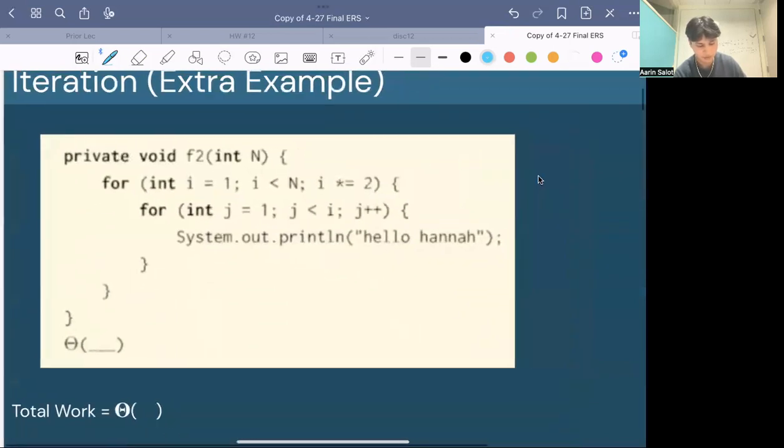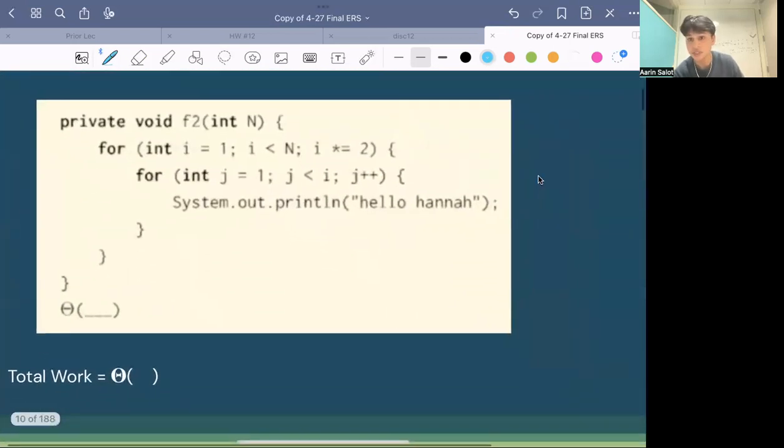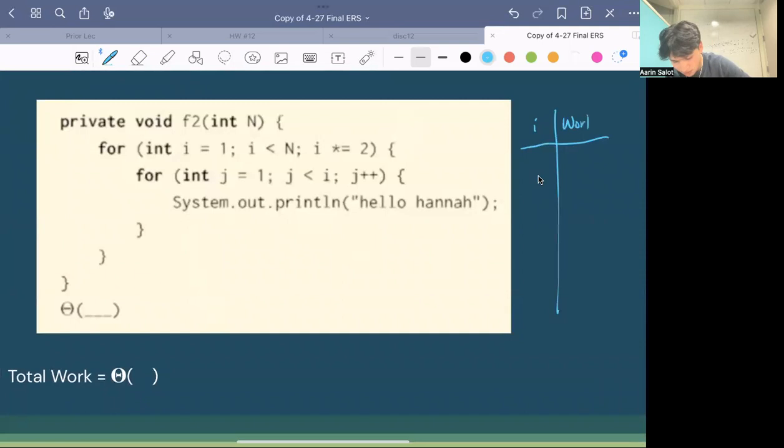Okay, so let's go over an extra example of this. This one's a little bit more complicated than the last one. So i is going to start from 1, it's going to go to n, and for every single iteration, i is going to be doubling itself. And just like the last example, j is also dependent on i. So let's write our table over here. i is going to be on our left column, the amount of work is going to be on our right.